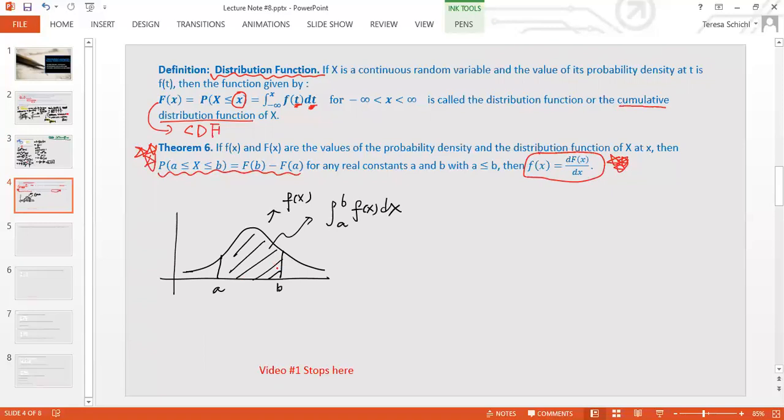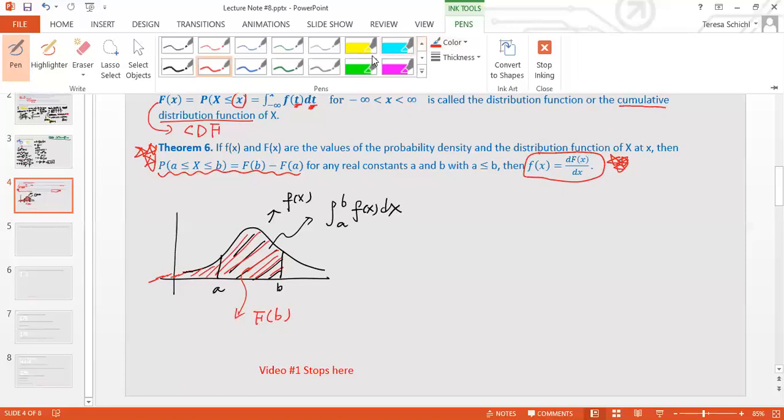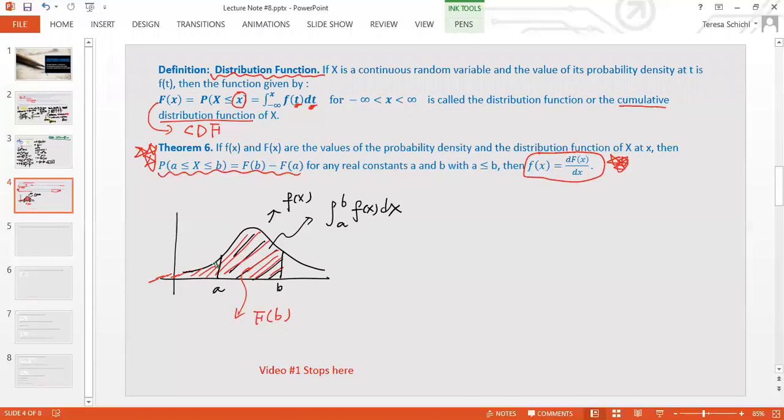Now you will see here, right? If you're integrating, I'm going to use different colors. If you integrate from the lower bound up to here, what is my red one? This is my F of B. And then if I integrate, let's use a green one, from negative infinity to A, this is a green area, right? This is the F of A.